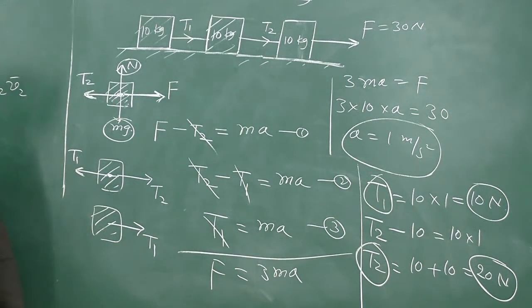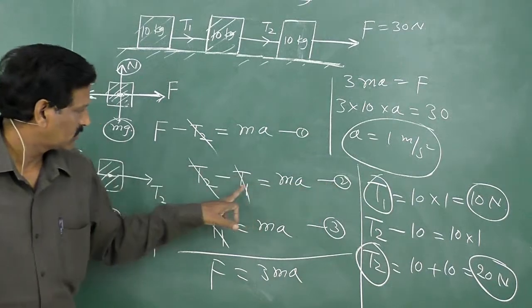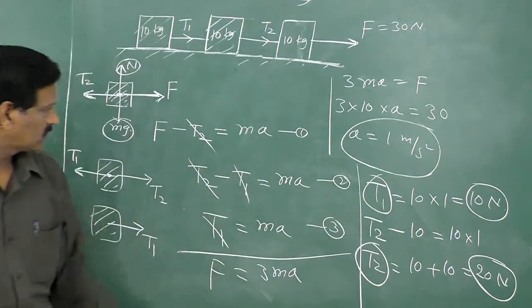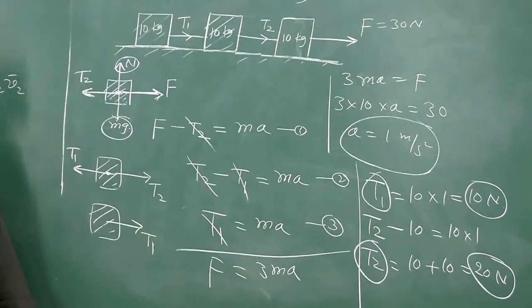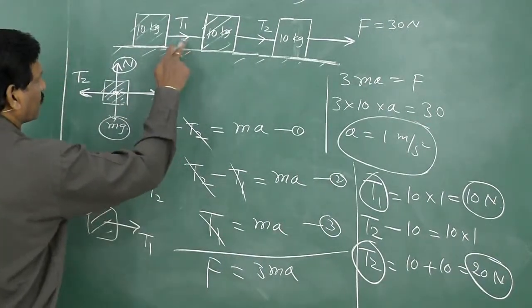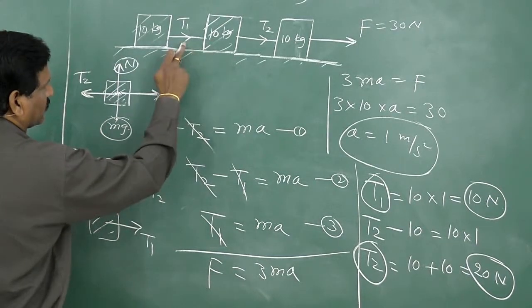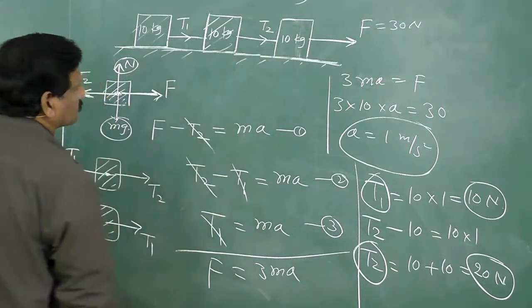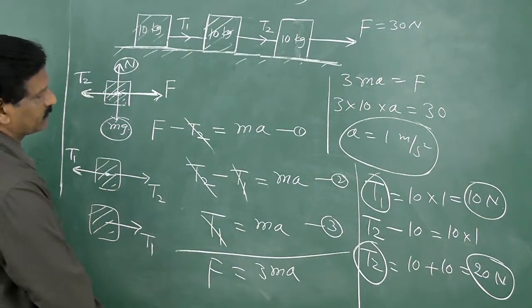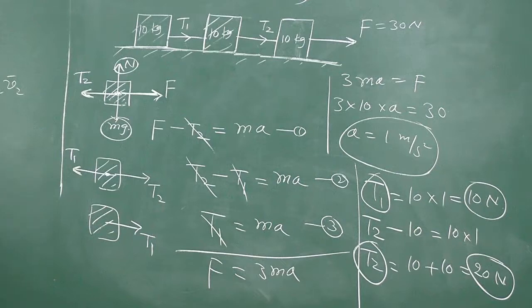Upon substitution in the second equation, T1 we already calculated as 10. When this is substituted in this equation, then you get T2 as 20 Newton. So the tension produced in the string between the first two blocks is 10 Newton, and the tension produced in the string between the other two blocks is 20 Newton. So this is the answer, tensions and acceleration of the system.